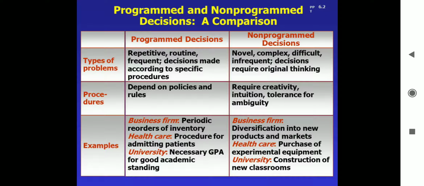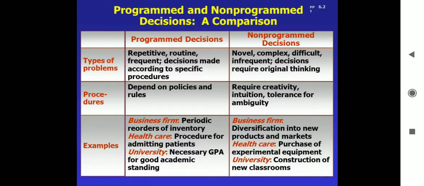So, in programmed decisions, let us see the type of problem encountered. The type of problem encountered in programmed decisions is a repetitive problem, routine, normally frequent, and decisions are usually made according to certain specific procedures. Whereas in non-programmed decisions, it is novel, complex, difficult, infrequent, and decisions require original thinking.